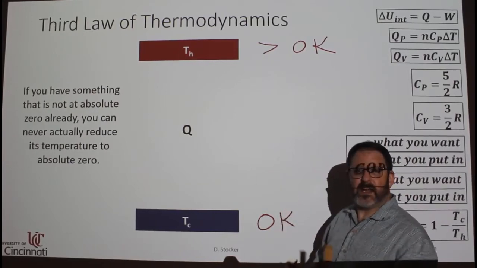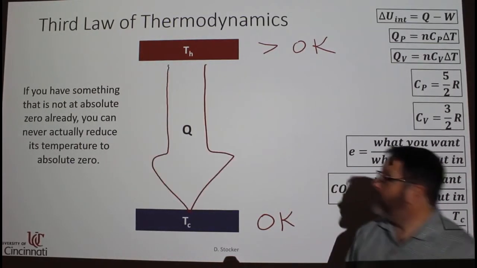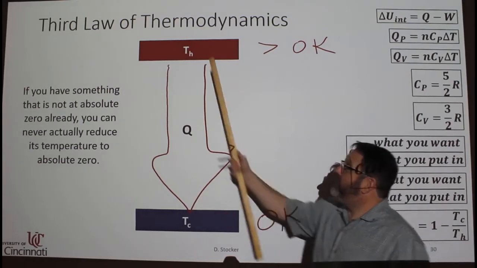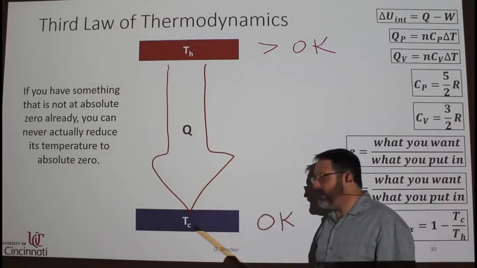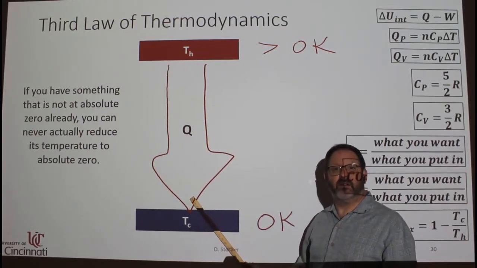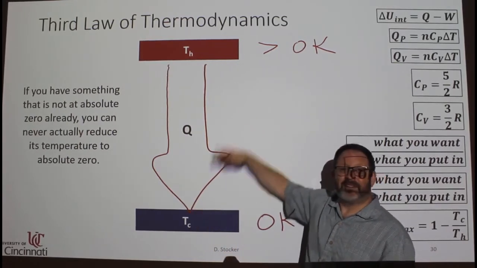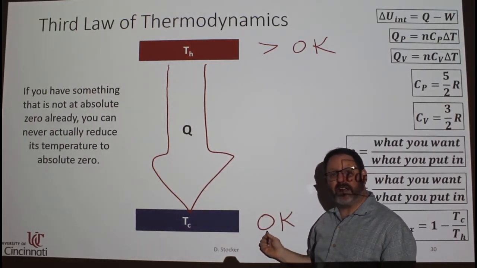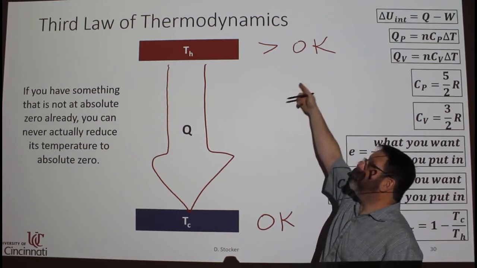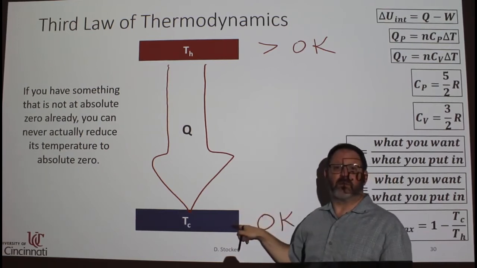Now I bring these into contact. What will happen? Heat will flow that way. That brings the temperature of this down. But it brings the temperature of this up. So when they come into thermal equilibrium, they're not going to come into thermal equilibrium at 0 Kelvin. They'll come out somewhere between whatever this was and what the other one was.